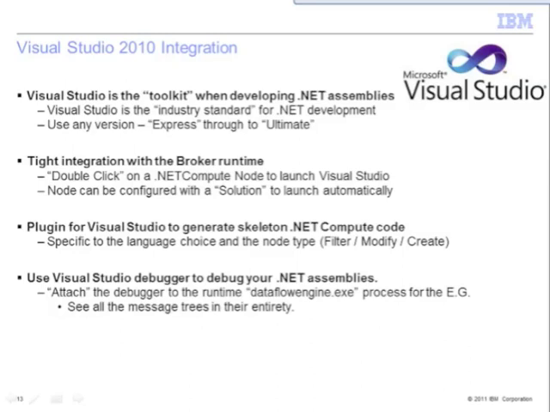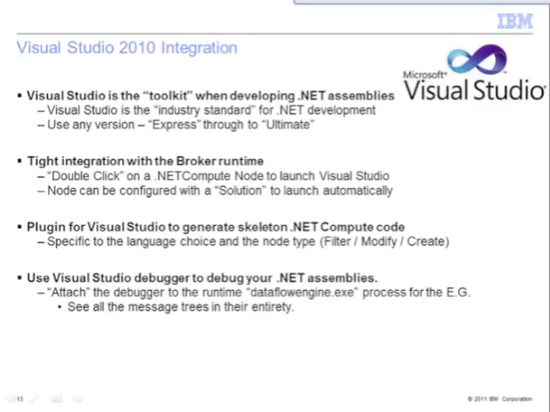And why have we chosen Visual Studio? Well, Visual Studio is really the industry standard toolkit for .NET development. You can use any version of Visual Studio, from the free Express version right through to the Ultimate version. And it's very simple to launch Visual Studio from within the development environment for Message Broker just by double-clicking on it, and you can configure it to launch your solution automatically. And we've got that plugin that I've already mentioned for filtering, creating, or modifying messages. We're going to look at that on the next chart as well.